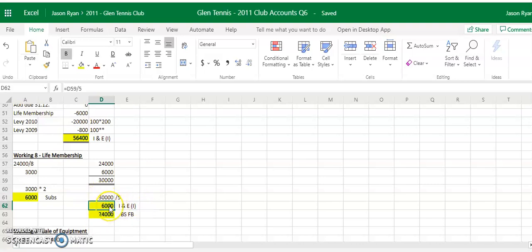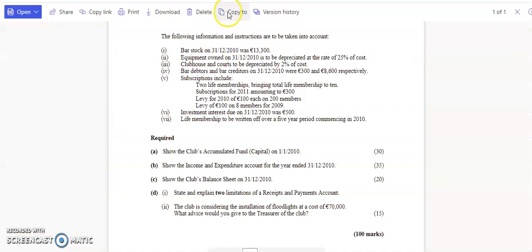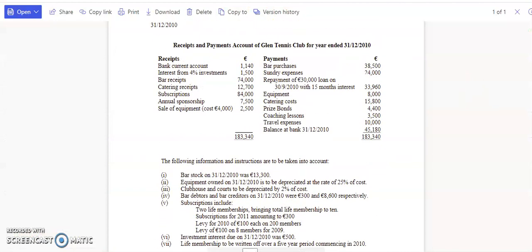So our income and expenditure is going to be 6,000. We're going to get an income of 6,000 from the life memberships each year. That'll be on the income side. And the life membership that we've left over at the end of the year is going to be 24,000. So our subs, 56,400. And our life membership is going to be 6,000. So in your income and expenditure account, you'll have subs 56,400, life membership 6,000. Let's see if there's anything else to be included.